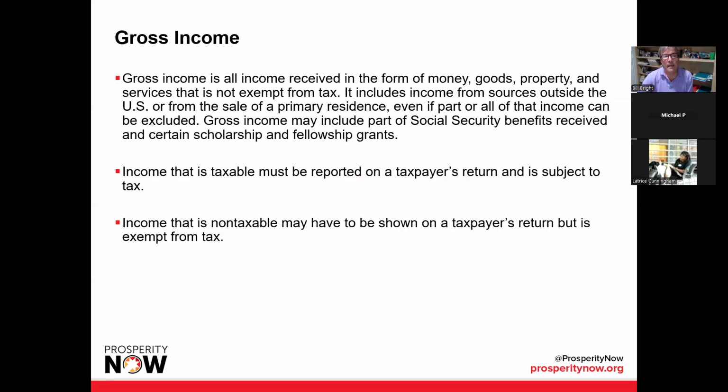So what is income? Again, it's all income received in the form of money, goods, property, services that is not exempt from tax. So it includes all source income, both from the US and outside the US, from the sale of your primary residence, even if it can be excluded, which for most people it is. It can include parts of Social Security, and certain scholarships and grants, which we'll cover in a little bit more detail next week.